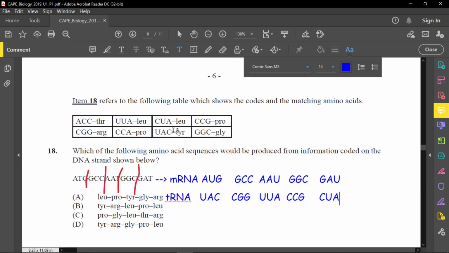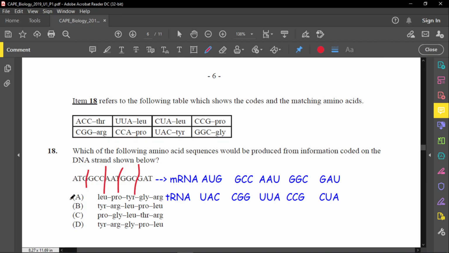So if we look in the table now, we can look for UAC. UAC is TYR. Okay, so two of them will be out already. A will be out because it is not starting with TYR, which is tyrosine. And C is also out. The next one is CGG, which is arginine, ARG. So B and C are still in.